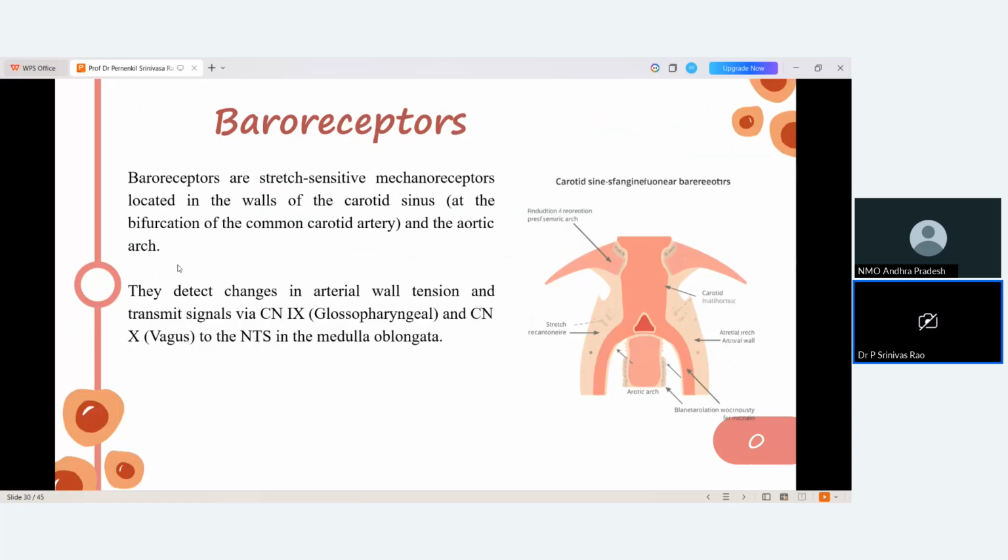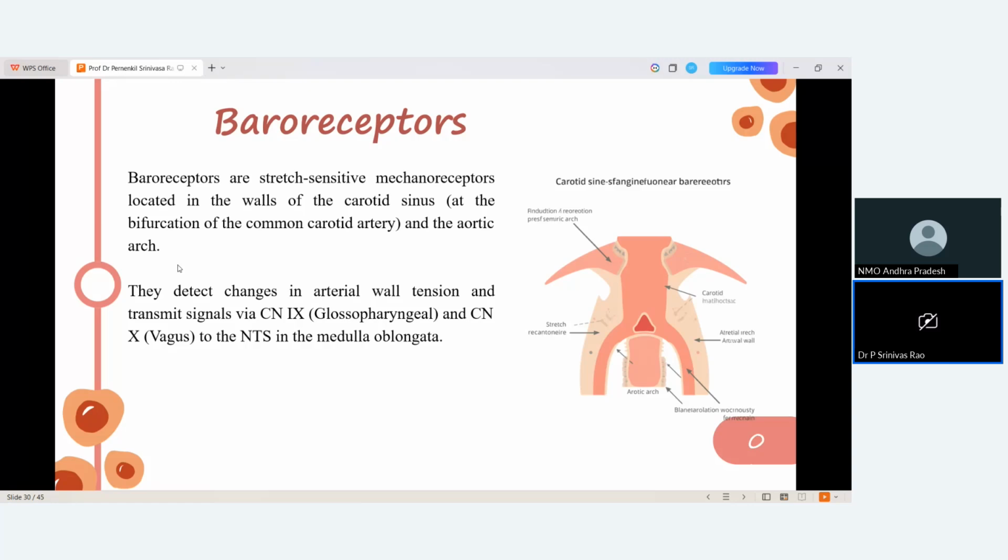Baroreceptors are stretch sensitive mechanoreceptors. Remember, you have chemoreceptors, which are receptors for chemicals. Baroreceptors are mechanoreceptors. Can you tell me one more receptor which is a mechanoreceptor? These are stretch sensitive. Pain is also a mechanoreceptor. Touch is a mechanoreceptor.